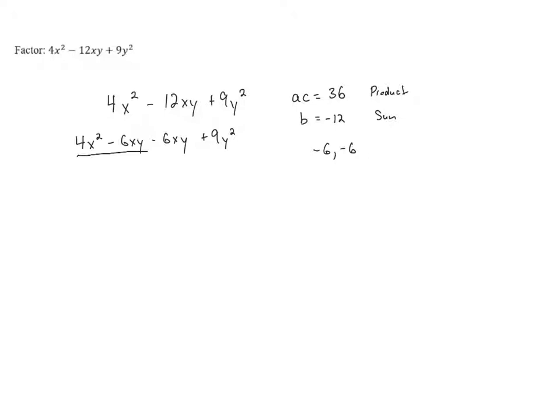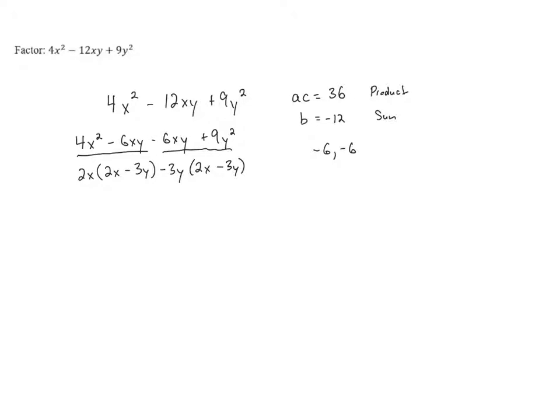If we look at the first group, both of those terms contain a 2x. So the GCF is 2x, and then the leftovers are going to be 2x minus 3y. Now, if we look at the second group, both of those contain a 3y, but we want to pull out a negative 3y so that the signs match. If we pull out a negative 3y, that leaves us with a positive 2x, and then in the second term, a negative 3y.